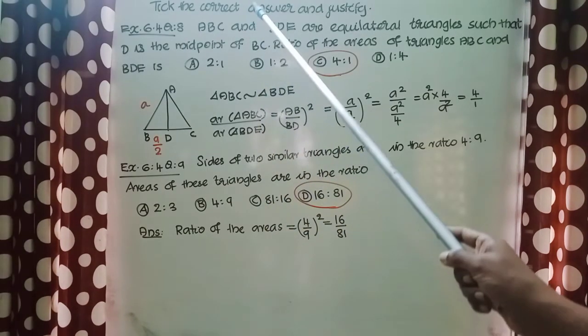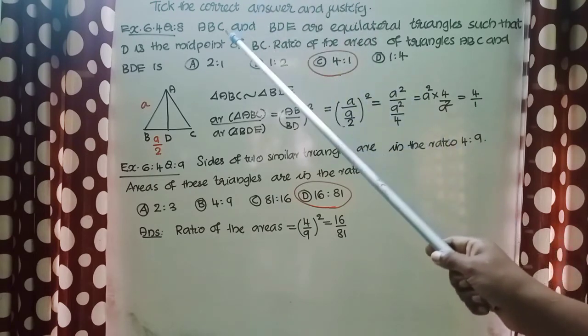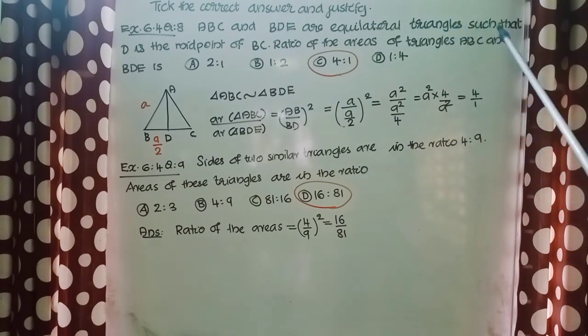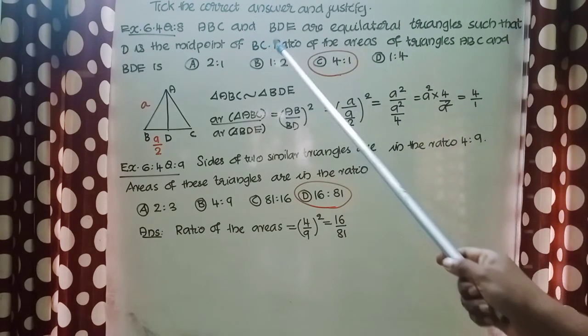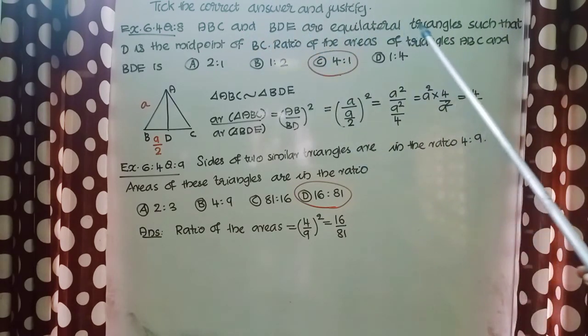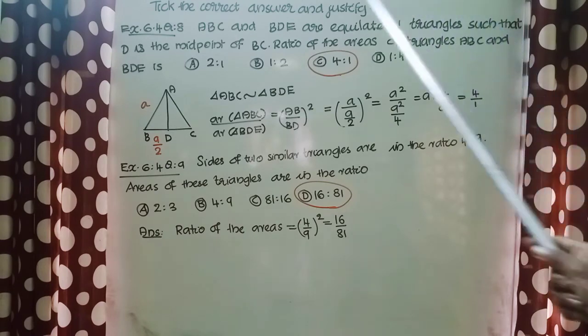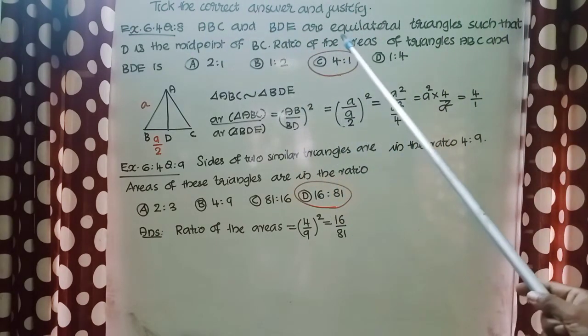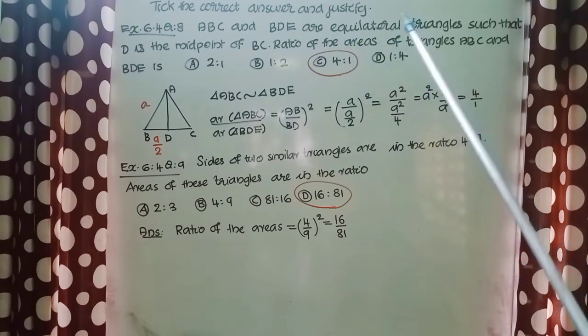Take the correct answer and justify. ABC and BDE are equilateral triangles such that D is the midpoint of BC. The ratio of the areas of triangles ABC and BDE is 2:1, 1:2, 4:1, 1:4.